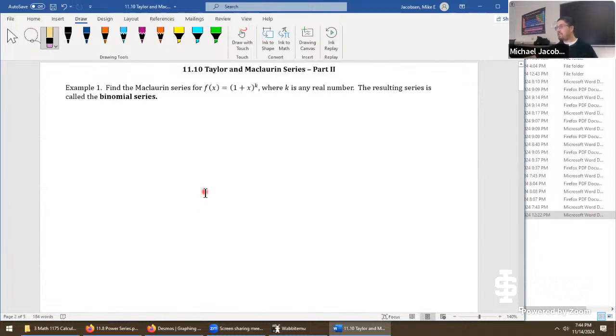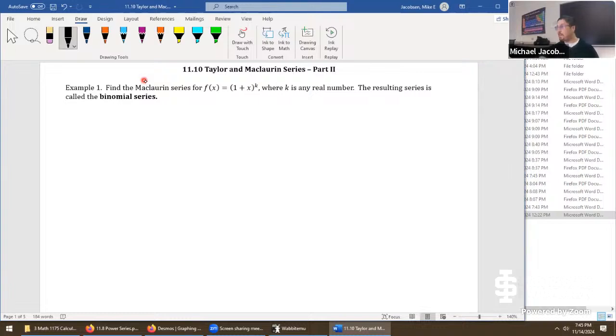So for our first big application, we're going to find the Maclaurin series to this, 1 plus x to the kth power. k could be, for example, the 1/2 for a square root, a 1/3 for a cube root. Or it could just be 5, and you get the binomial series for 1 plus x to the 5th power. All we have to do is come up with a Maclaurin series for this and see what it comes out as. So let's give this a try.